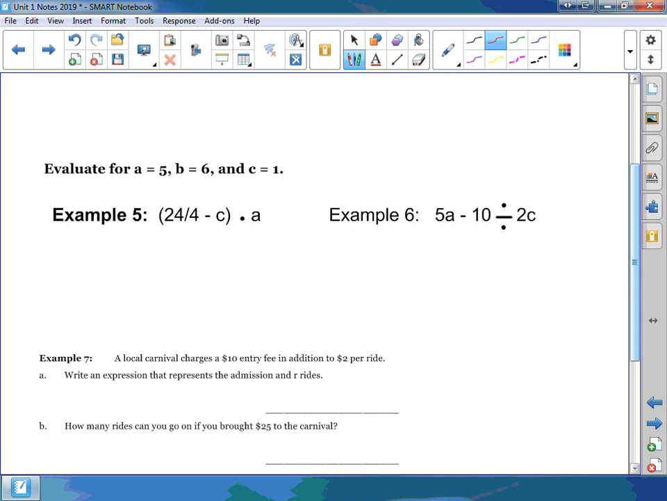Did you pause it? Well, I'll never know the difference anyway. So here we go. Example 5, 24. This is 24 over 4. It's written a little differently on yours. But 24 over 4 minus C, C has a value of 1, times the value of A, which is 5.